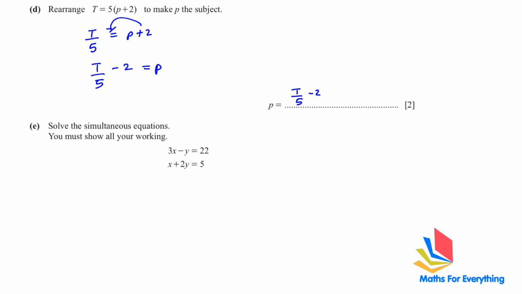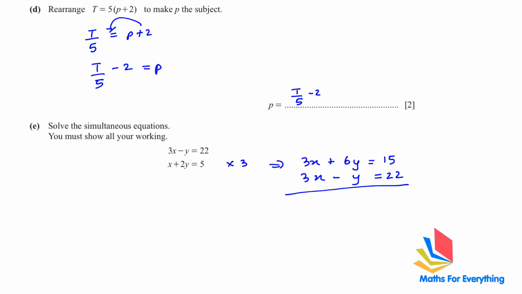I want to eliminate x, so I will multiply the whole equation by 3, resulting in 3 multiplied by x, 3x, and 2y multiplied by 3 will become 6y. 5 multiplied by 3, 15. Now it's the same as the first equation, 3x minus y is equal to 22. So this is what we are going to solve.